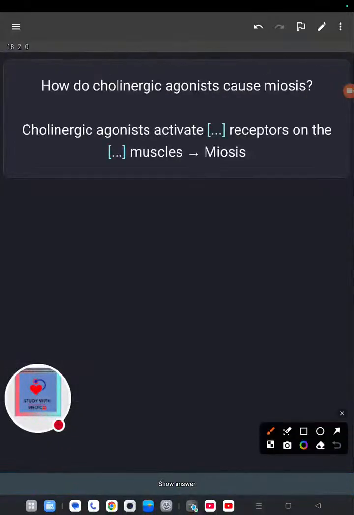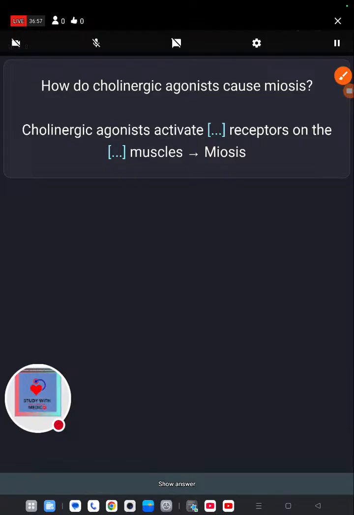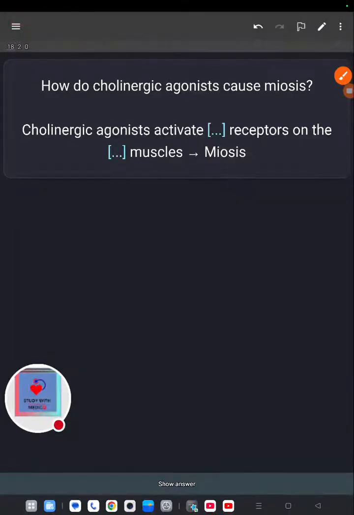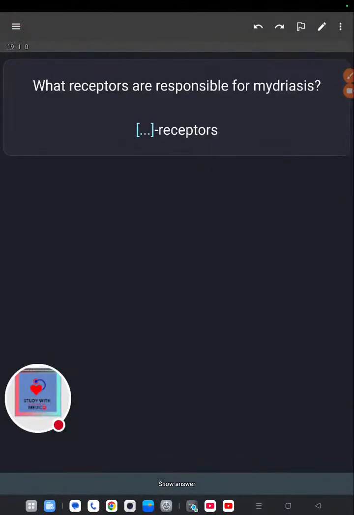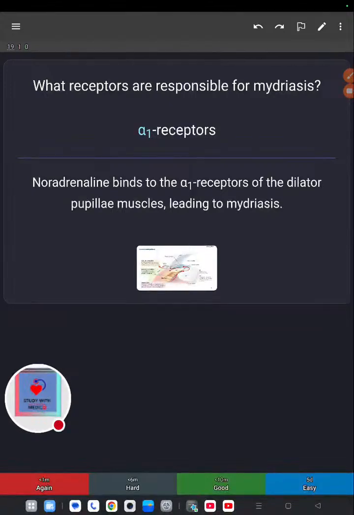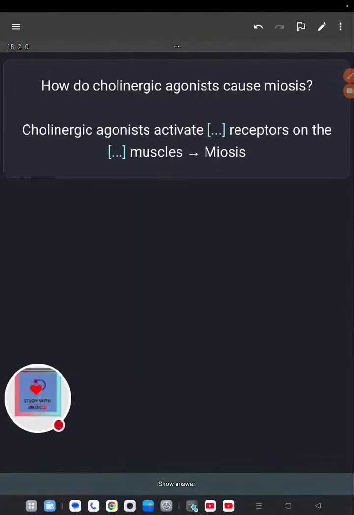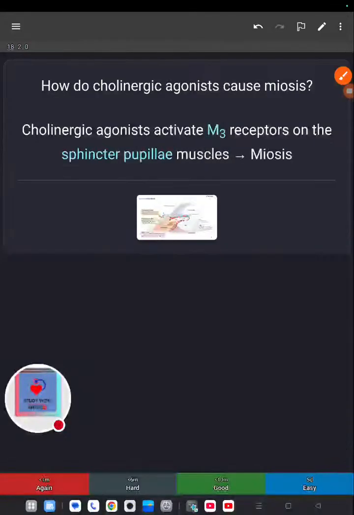How do cholinergic agonists cause miosis? Cholinergic agonists activate M3 receptors on the sphincter pupillae muscle, causing miosis.